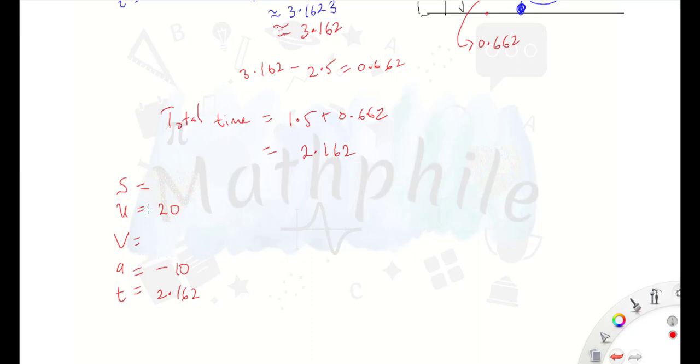We find the distance traveled. So S equals ut plus half at squared. So S equals 20 times 2.162 plus, or let me say minus, 5 times 2.162 squared. So this is going to be a common mistake.